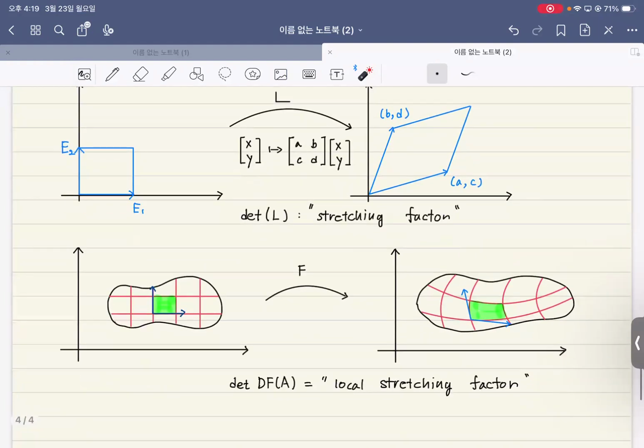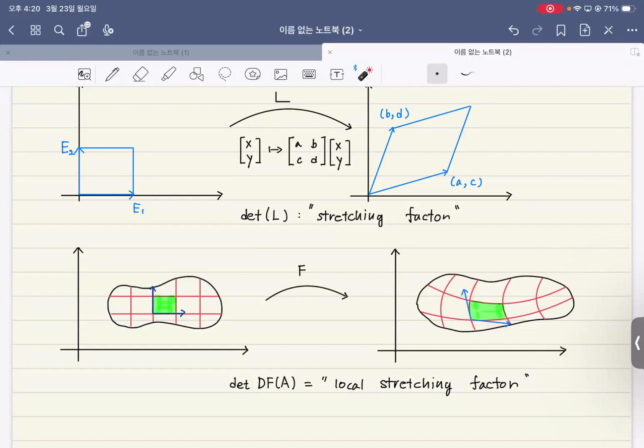And in this case, suppose that this green shaded region is being mapped to this region. If the region is fine enough, then we can approximate its image as almost like the image of the parallelogram spanned by these two blue vectors. Okay.